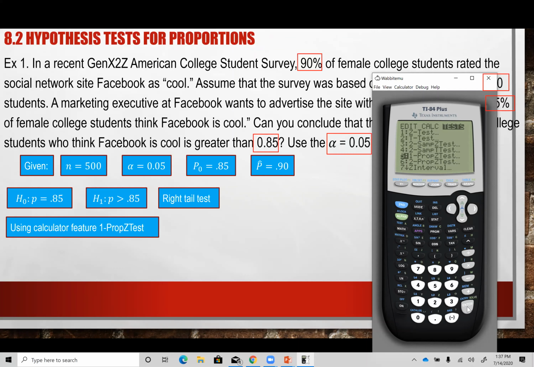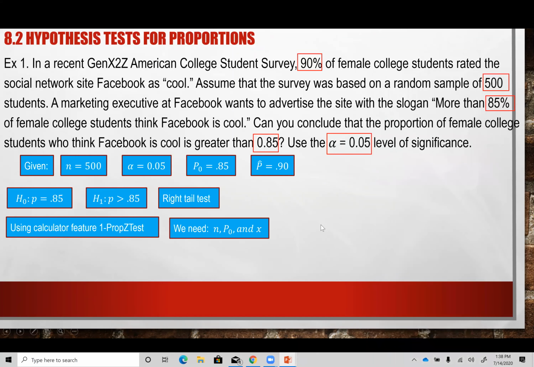So looking at this, if you type this in your calculator, you need 3 items here, ladies and gentlemen. You need the N, which we got. We need the P sub 0, which we got. And we also need an X. And if you reread the problem, you say, oh, they don't give me an X value. There's no X value here, right? There's no X value that we have at all.